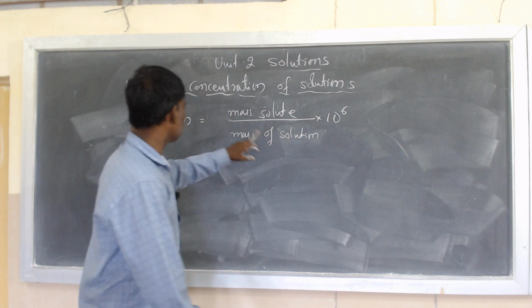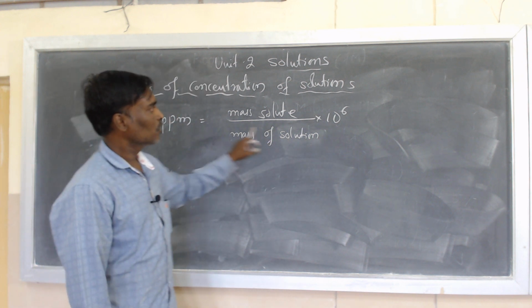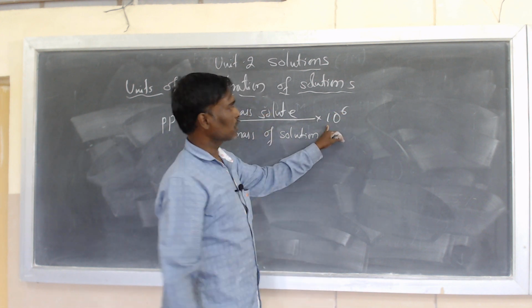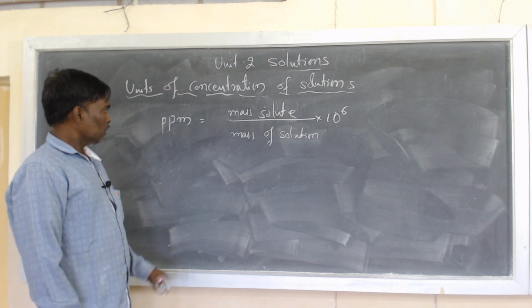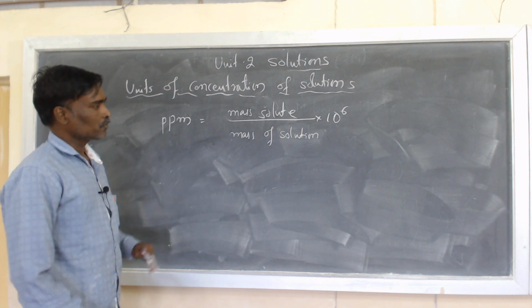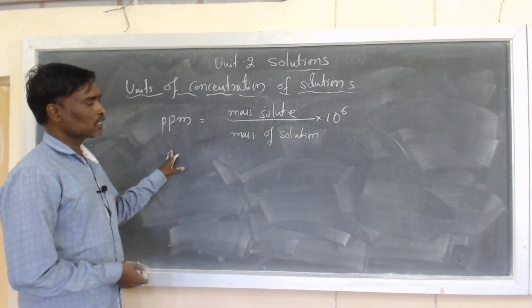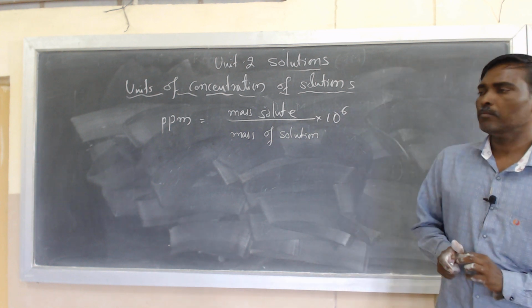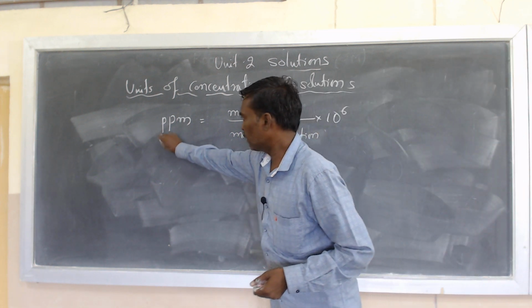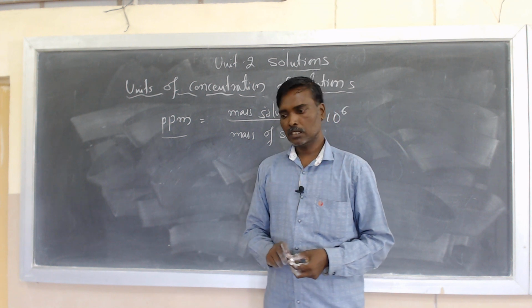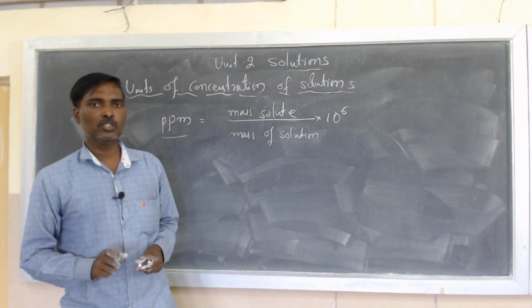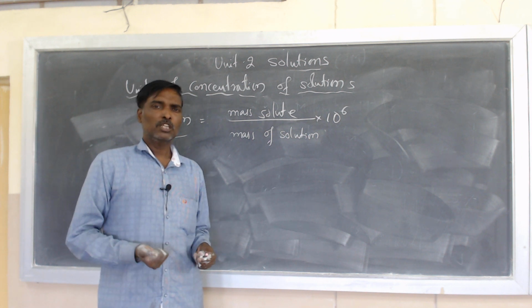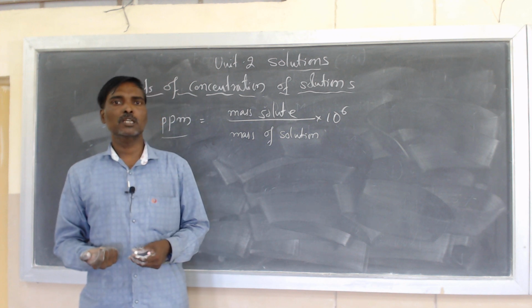So here it is expressed in ppm, that is the parts per million. The formula we are using is the same, but it is multiplied with 10 raised to 6. Now, why do we need this formula? We already have mass percentage, and the formula is the same, but the ppm unit is used for the solutions where the quantity of the solute is very less compared to the solvent.